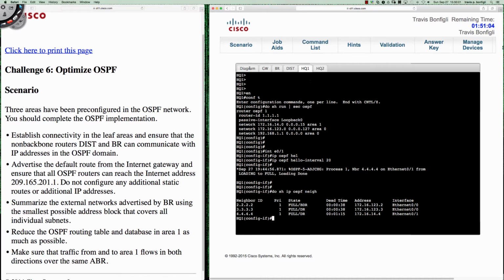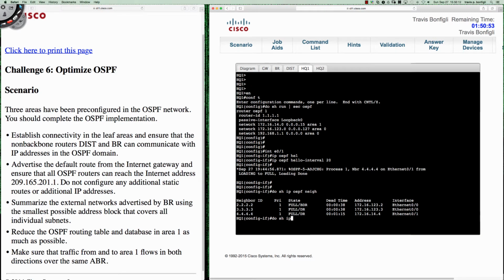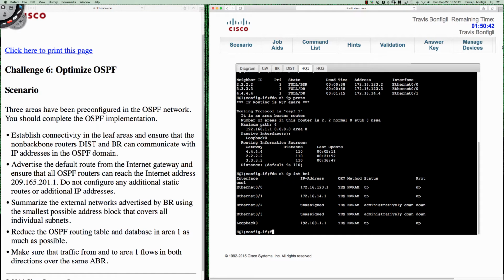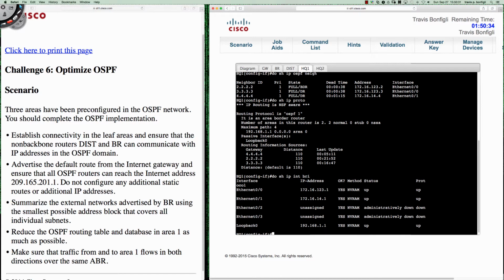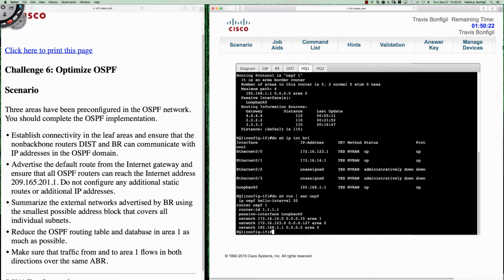let me take a look at the diagram here. So let's take a look at HQ1 and say do show IP protocols. All right, so passive interface is just the loopback interface, and we're routing 4 networks. Let me say do show IP interface brief. Let's make sure that those statements are all correct. 172.16.123.1, 172.16.14, so that looks good. And let's say do show run section OSPF.